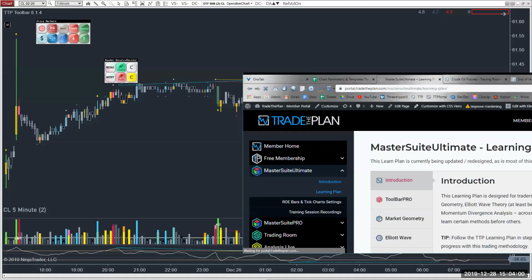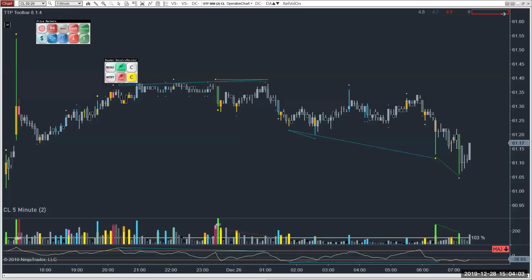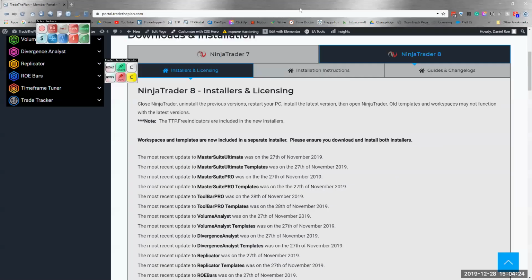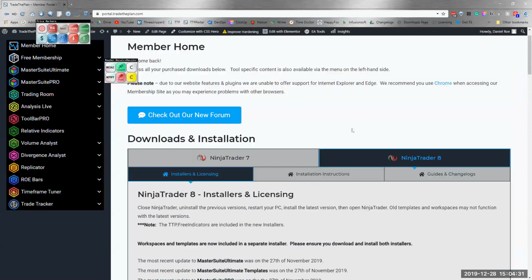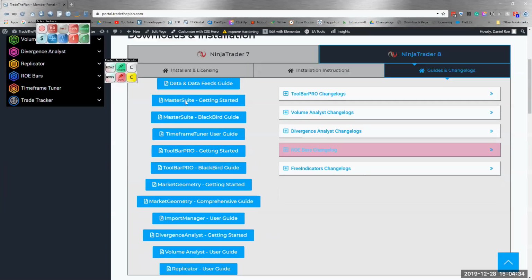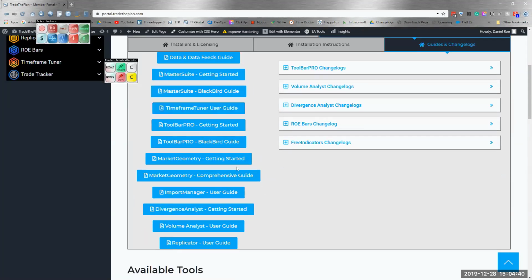Oh, hang on a second here. Whoops. I think I just messed up. Okay, good. Okay. Yeah, I've got a bunch of guides for all the tools: toolbar, Blackbird, data feeds, market geometry, import manager, divergence, volume, replicator.